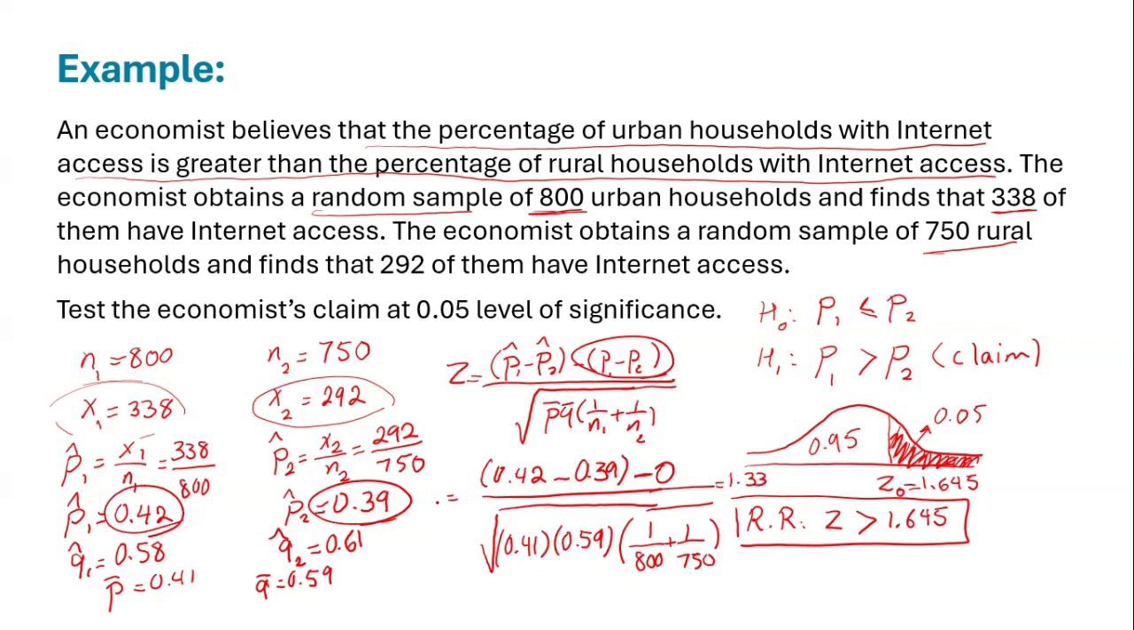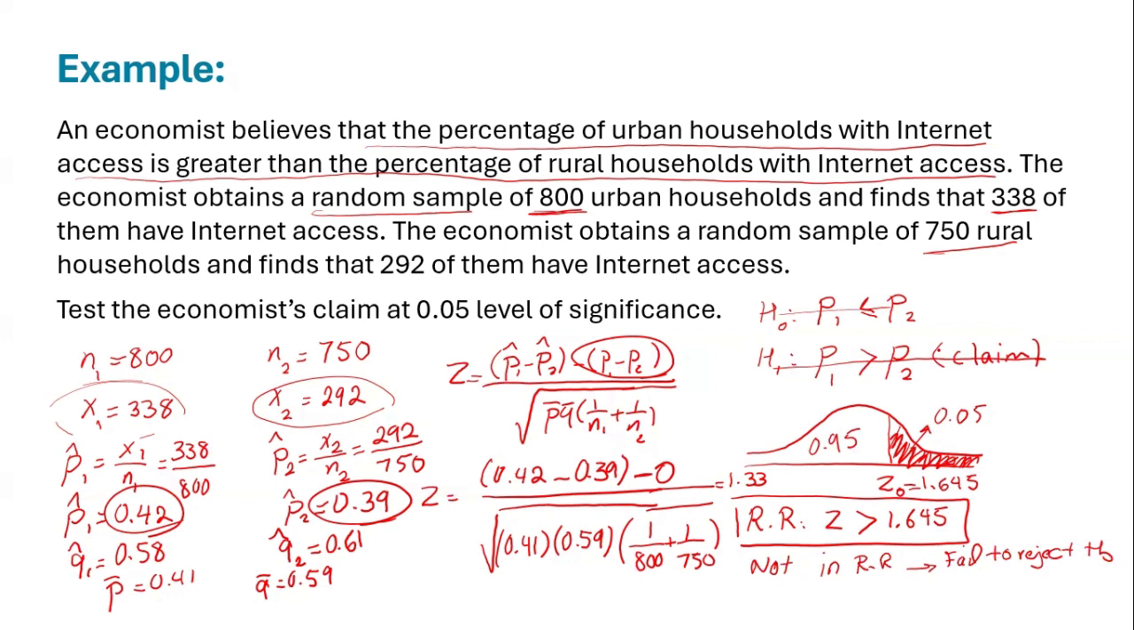After finding this test statistic, you check if the test statistic falls in the rejection region. The rejection region tells me that the number must be more than 1.645 to be rejected. But the number that I got is 1.33, which is not more than 1.645, so it's not in the rejection region. If it's not in the rejection region, you fail to reject the null. If you fail to reject the null, that means you reject the alternative.